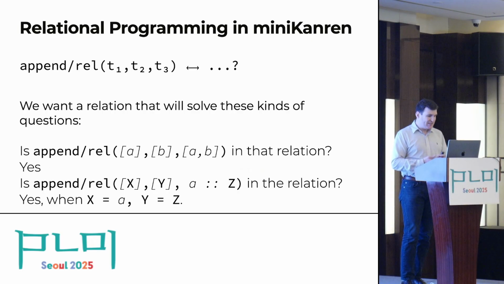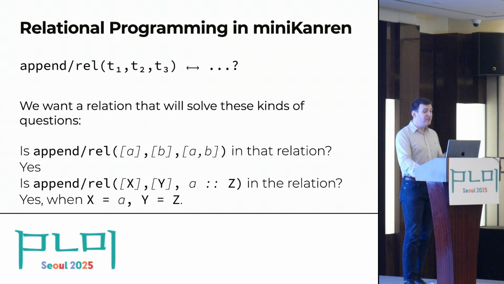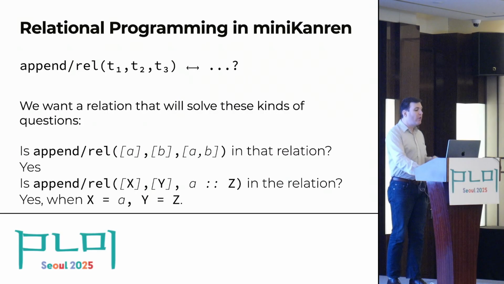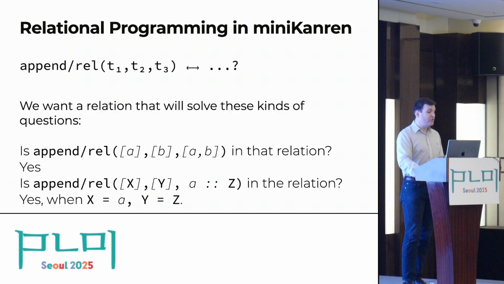So, for instance, we should want to be able to, for a given triple of terms, inhabit the append relationship when concatenating the first two yields the third. And we want to be able to put holes anywhere in that program, and the relation should be able to query for solutions to the holes that make that true for those triples. So we should be able to answer these kinds of questions.